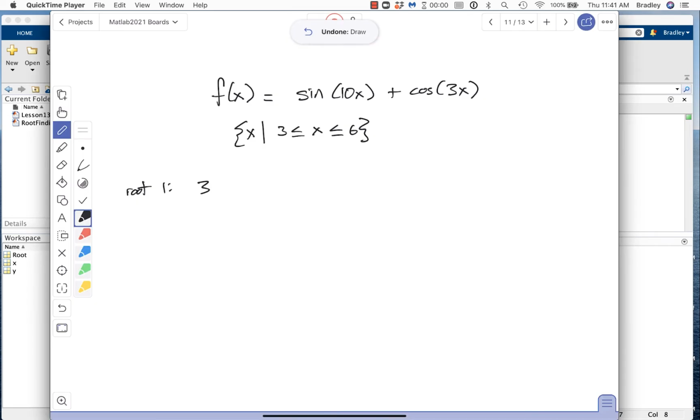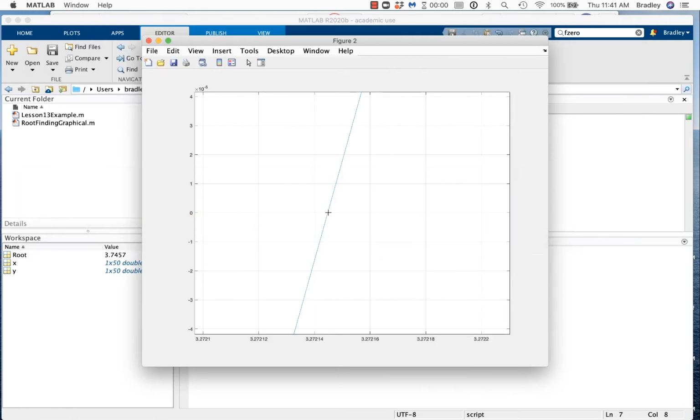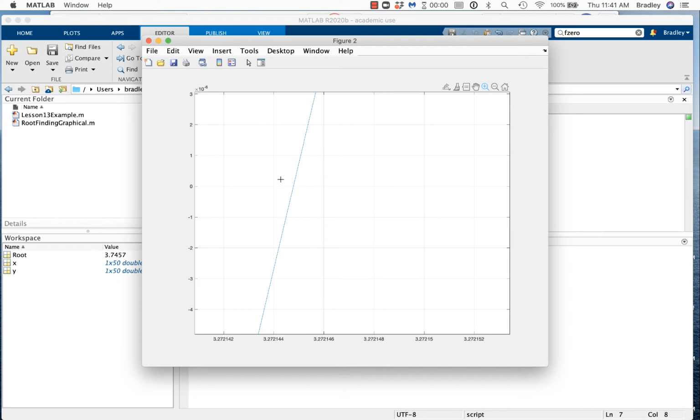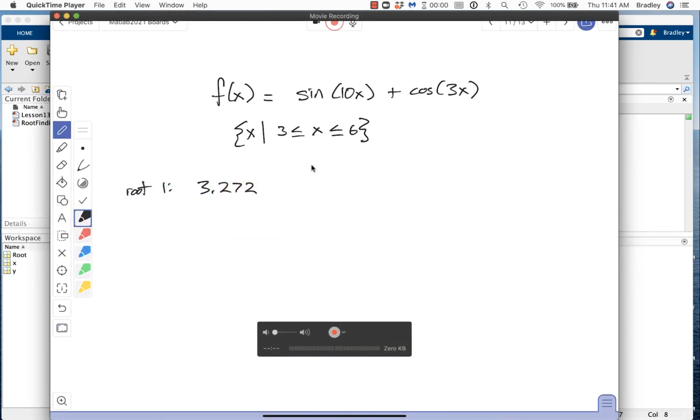Let's write that down, 3.272. And if we want one more decimal place, we can continue to zoom in. So now we have it to 4 decimal places. 3.2721 is on the left-hand side of the 0, and 3.2721 is on the right-hand side of the 0. So to 4 decimal places, this is what we have.